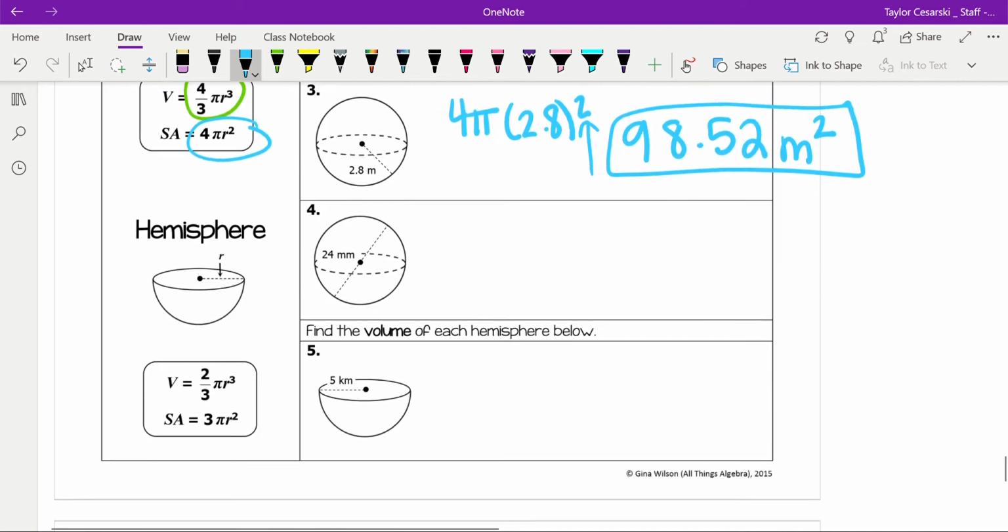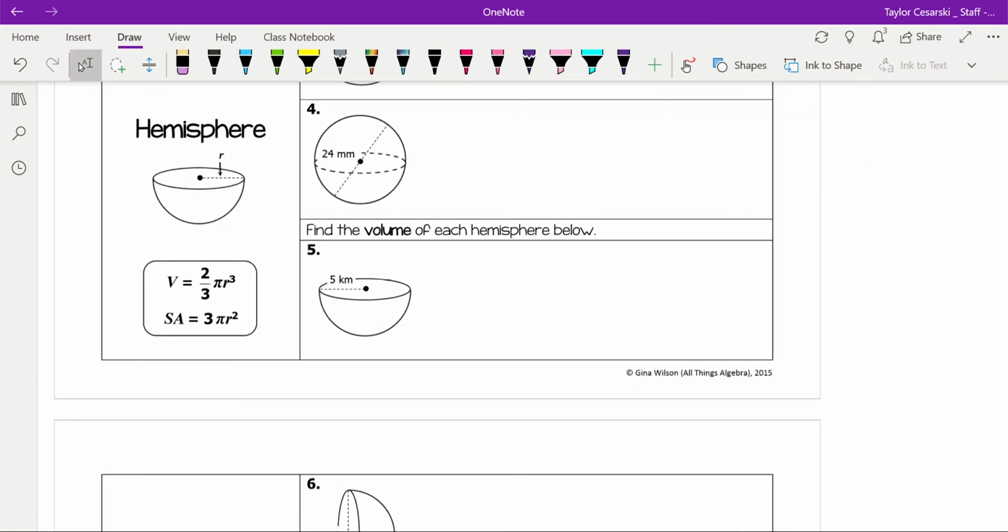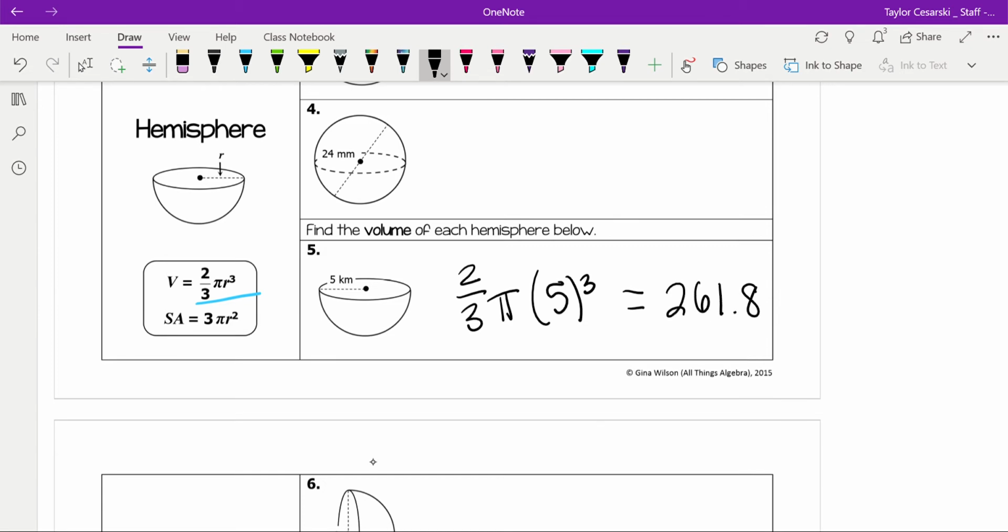You can also see that in your exponent there. Now it says find the volume of each hemisphere. For a hemisphere, the formula is 2/3 pi r cubed. Again, still just plugging it in. So 2/3 pi 5 cubed. When you type that in your calculator, you get 261.8 kilometers cubed.